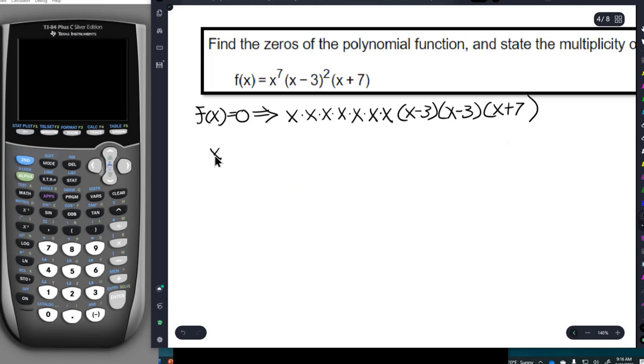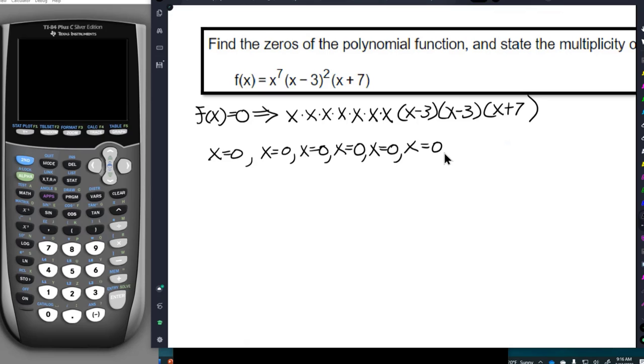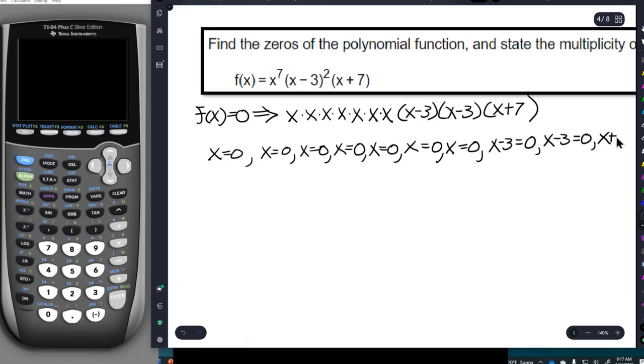So, x equals 0, x equals 0, x equals 0, x equals 0. That's 4. x equals 0, x equals 0. 1, 2, 3, 4, 5, 6. x equals 0. x minus 3 equals 0. x minus 3 equals 0. And x plus 7 equals 0.